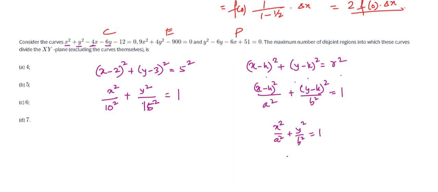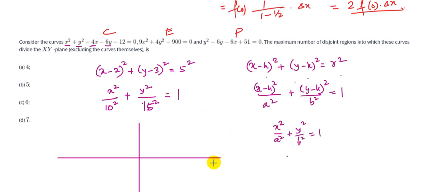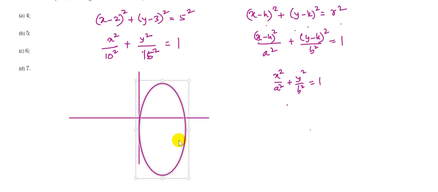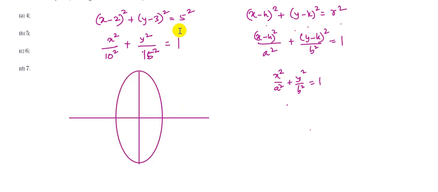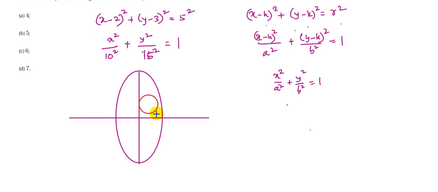Now you try to draw a rough figure before we go to the parabola. So I have an ellipse which is like this, and a circle with center 2, 3 and radius 5. So 3 plus 5 is 8. 8 is less than 10, so it will be inside the ellipse, correct? Yes.